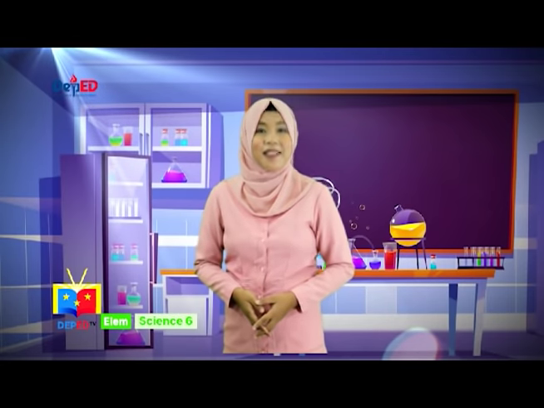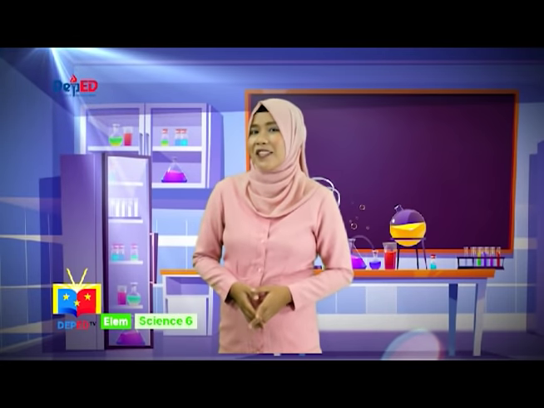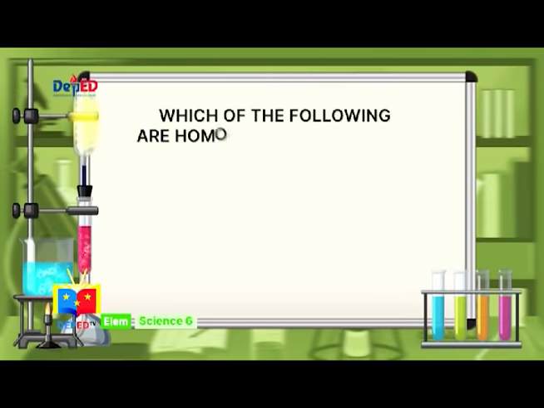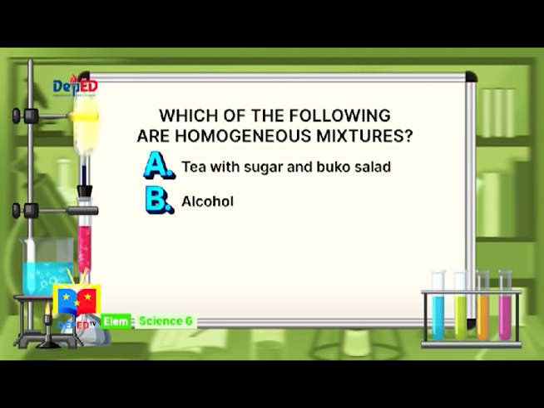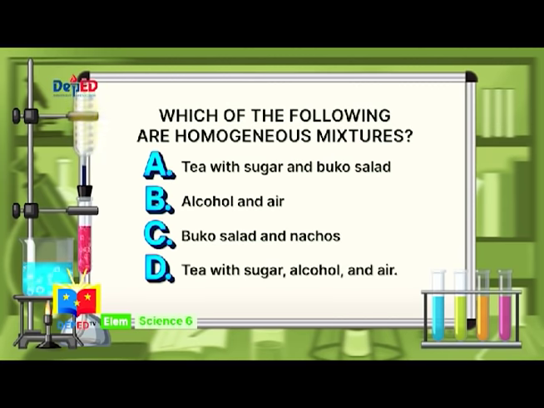Number 3. Based on the table that you see on the board, which of the following are homogeneous mixtures? A. Tea with sugar and buko salad. B. Alcohol and air. C. Buko salad and nachos. Or D. Tea with sugar, alcohol, and air. The correct answer is letter D. Tea with sugar, alcohol, and air.